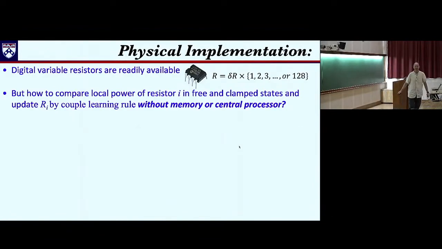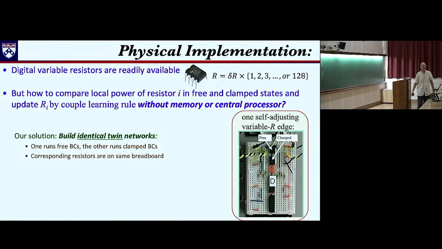But it would be pretty silly to build it and then come along with a little voltmeter and read voltages across the edges, or even instrument it up, write it down, and then compute it offline and use that to do your updates. That would be kind of silly. And it's a tricky problem, right? How are you going to do the updates? How are you going to implement the coupled learning rule without memory or a central processor? Here's the trick we came up with: to build identical twins.